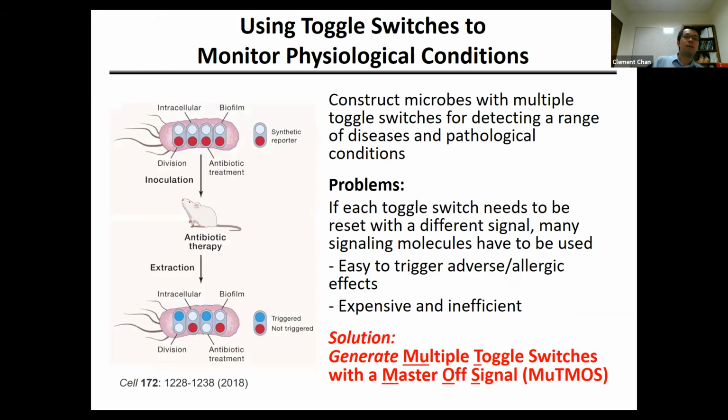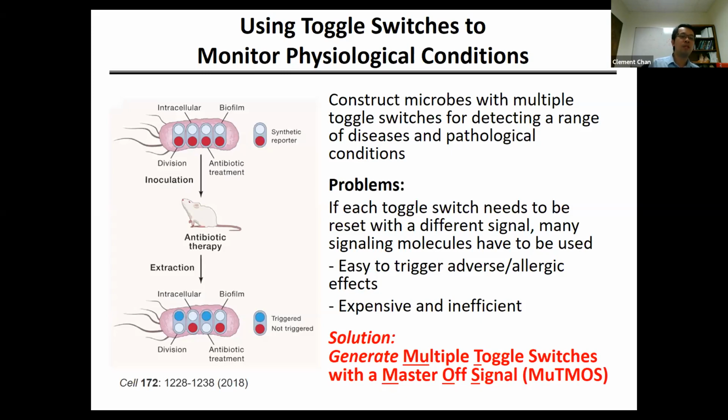A toggle switch can potentially be very useful. Some scientists have proposed to build multiple toggle switches in engineered bacteria, and then use these engineered bacteria to detect multiple physiological conditions inside a host. For example, if the cells are put into a mouse, they can test if the mouse has an increase in certain metabolites, or if there is the presence of different pathogens.